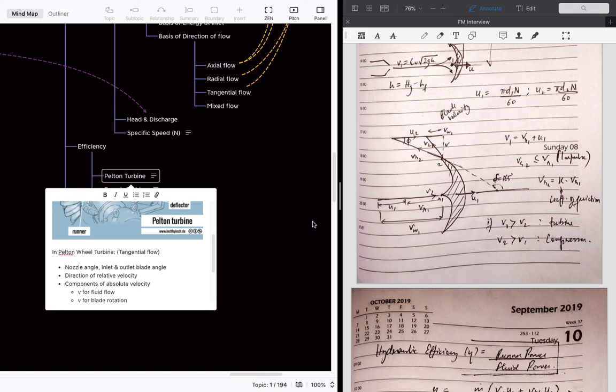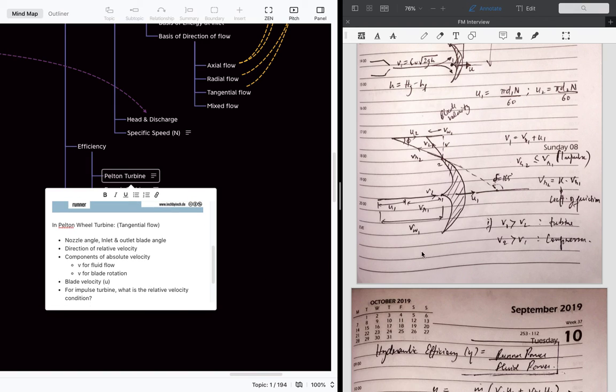Okay, this is the condition for the impulse turbine, and as it is less because of the coefficient of friction. So VR2 is equal to K times VR1, and K is basically the coefficient of friction. If the absolute velocity at inlet is greater than at outlet, it is a turbine. If the absolute outlet velocity is greater than the absolute inlet velocity, it is a compressor.